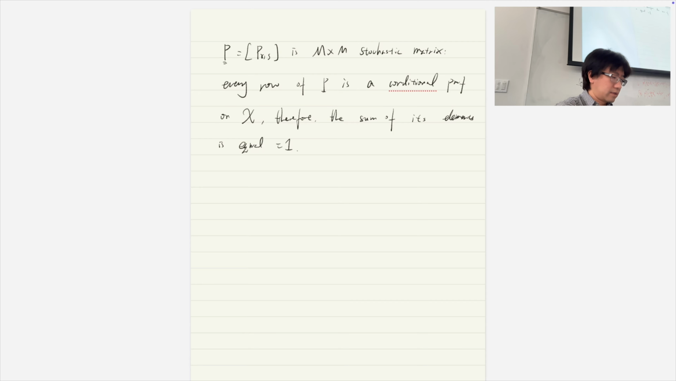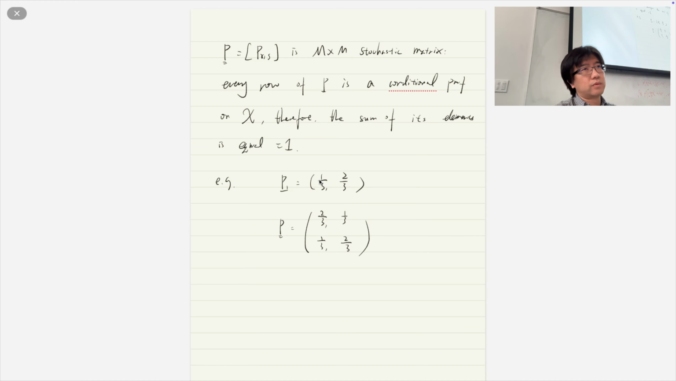Let's see an example here. For example, we let P1 equal 1/3, 2/3, and then P can equal the following matrix. We can have it like this. So basically this is the distribution of X1, and this is the probability of X2 given X1, and so for this and that.